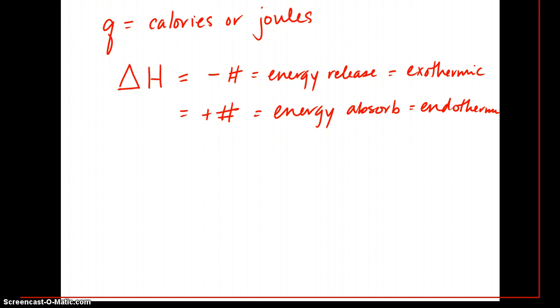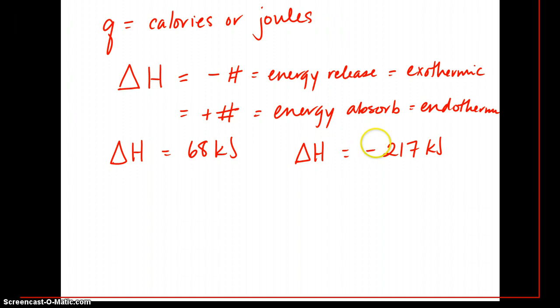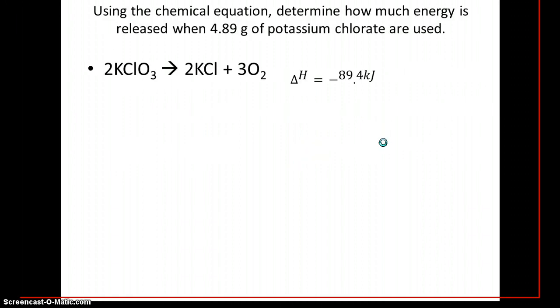So let's take a look. Delta H could look something like this, where you have a number of 68 kilojoules. Because it is a positive number, there's no negative sign, we know that that chemical reaction absorbed energy. It could look like we have a delta H that's equal to negative 217 kilojoules. That tells you that in that reaction, 217 kilojoules were released, simply because we see that negative number. So let's take a look at one of those chemical reactions.